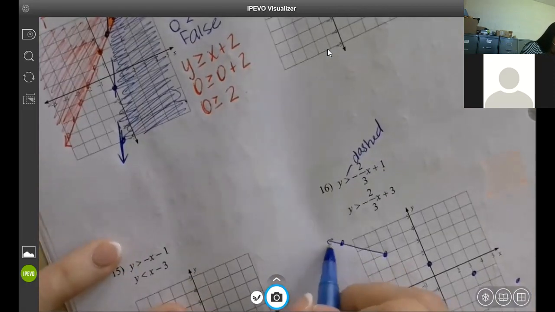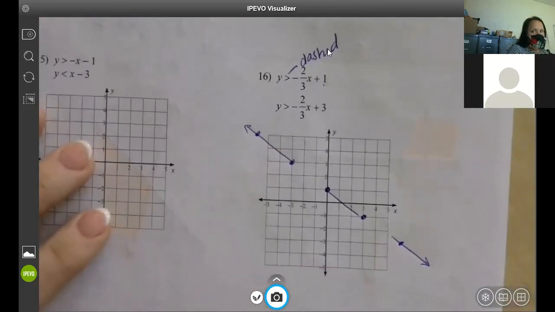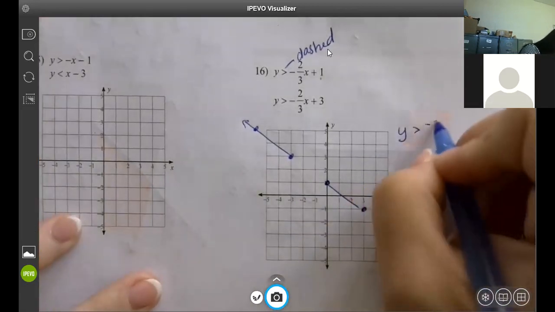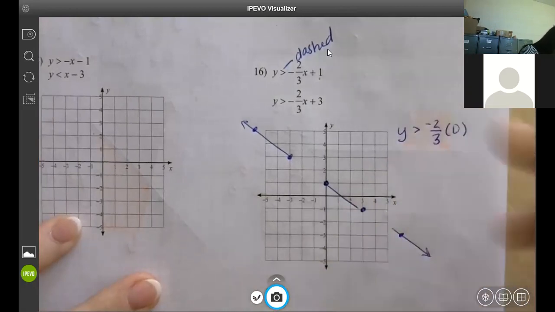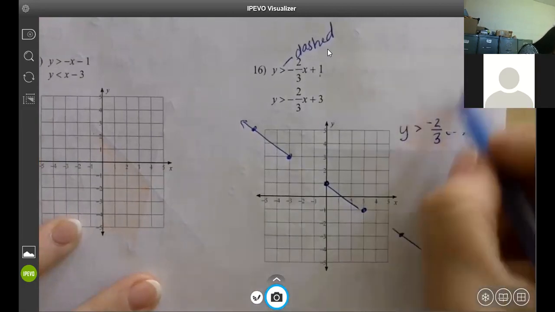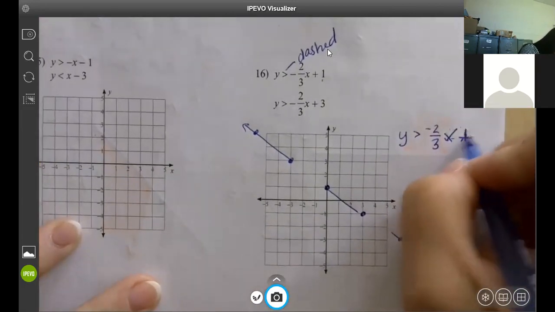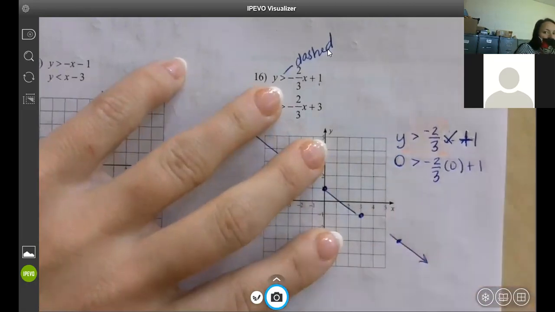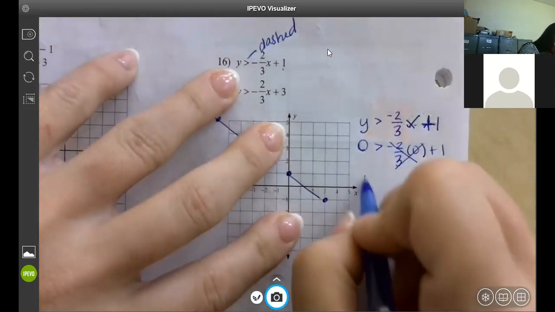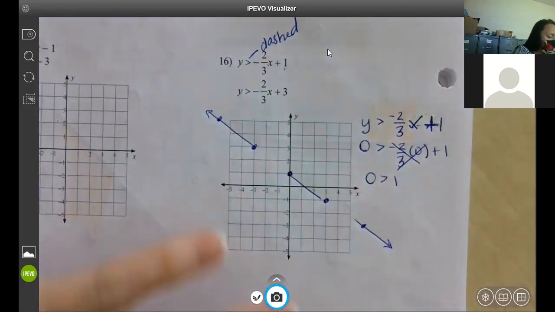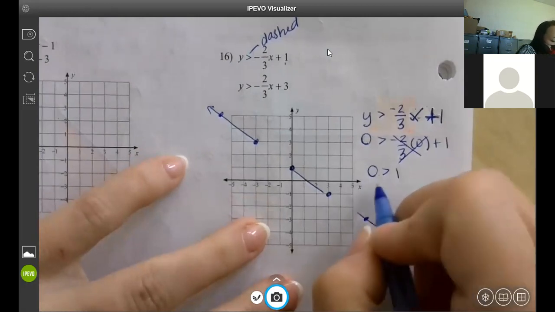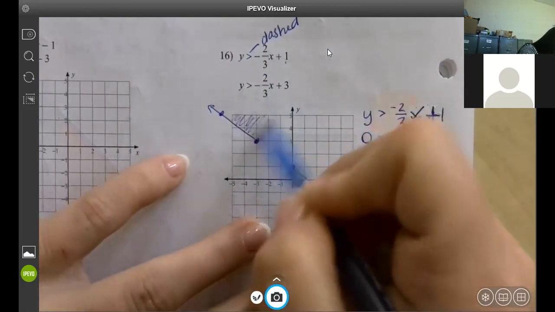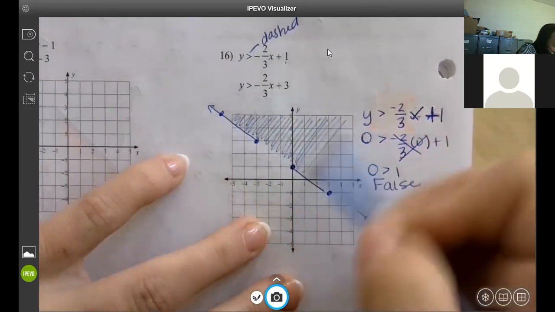So I'm going to turn my paper so I can dash it a little better. There you go. Plug in 0, 0. Y is greater than negative 2/3. Sorry, we'll go ahead and put the X there. Jumping the gun. Plus 1. Put in 0, 0. The 0 doesn't matter. And is 0 greater than 1? No, so that's a false statement. So don't shade 0, 0. So we're going to shade this whole side over here.